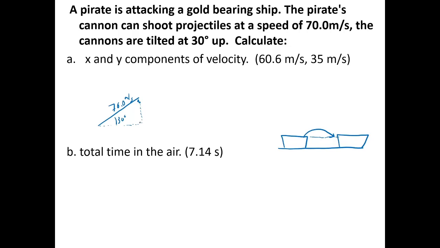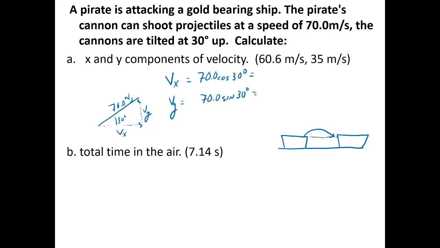So whenever you have this information, most of the time your goal is going to be to find Vx and Vy because they're independent of each other. So Vx is 70 cosine of 30 degrees, and Vy is 70 sine of 30 degrees, doing the opposite and the adjacent, Vx and Vy.